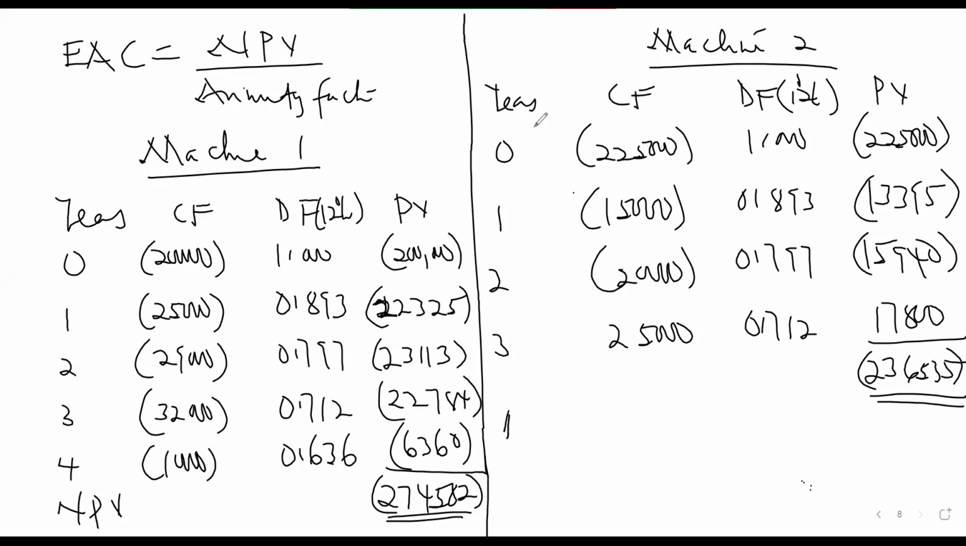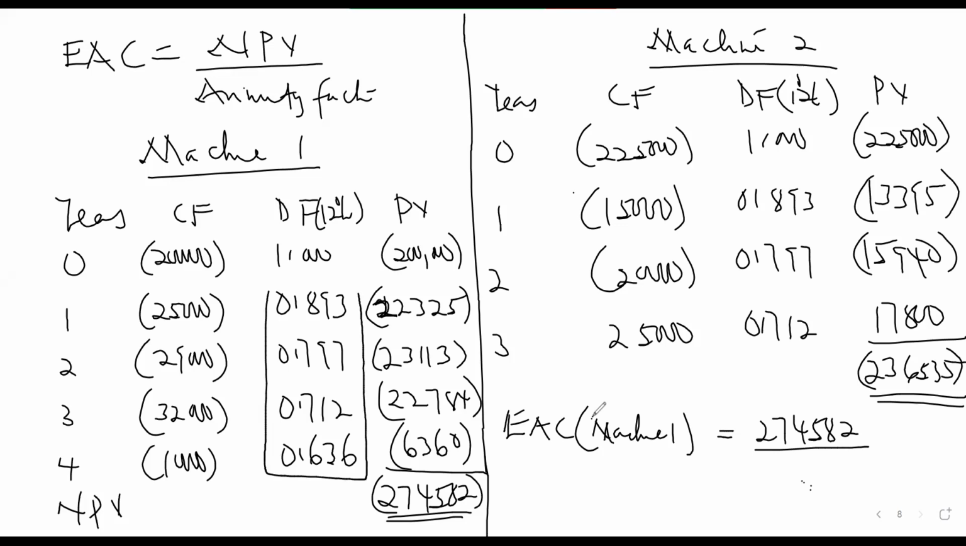So the equivalent annualized cost for machine 1 will be calculated as the present value, here, which is 274,582, divided by the annuity factor. This is for 4 years, so you divide it by the annuity factor. So what is the annuity factor for 12%, 4 years? Someone can just do it on the calculator and give us the answer.